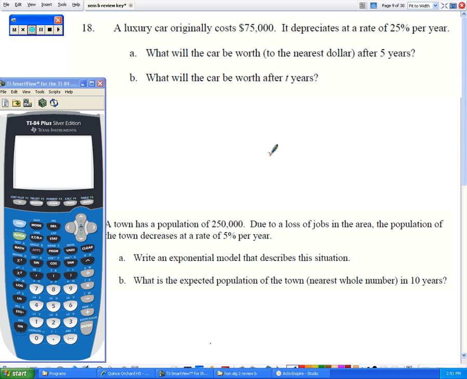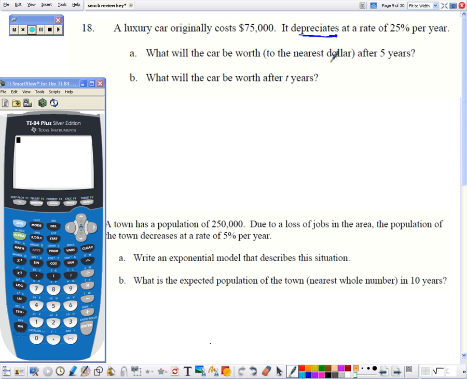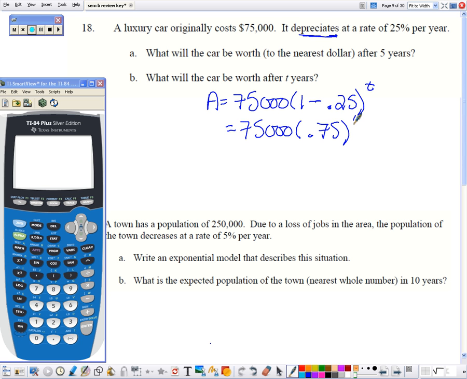Okay, so for 18, because we're losing value, my formula for the car is the initial amount times 1 minus that percent per year. So 1 minus 0.25 is 0.75. So this is our answer to B. So after 5 years, we're going to plug 5 in to T. We'll use our calculator.